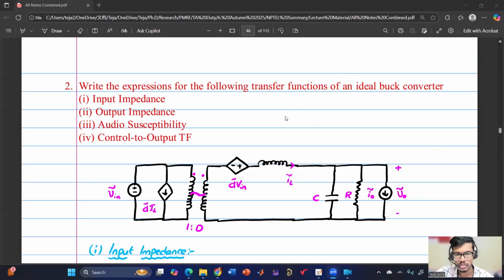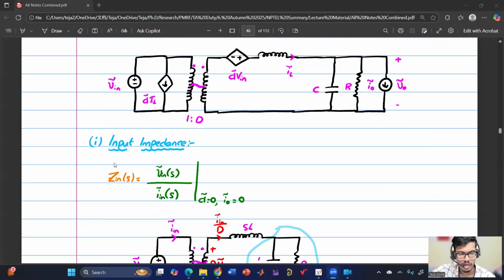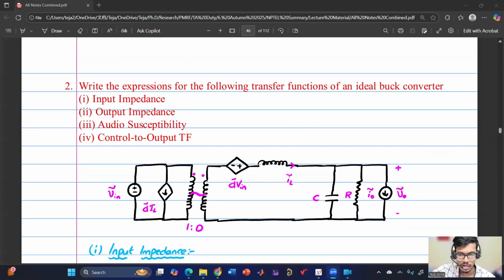The terminology remains the same. So as long as control is involved, these transfer functions will be there. So don't mug up the expression, but understand it. Input impedance is input side and impedance, so V in by I. Similarly, output impedance is V naught by I naught.